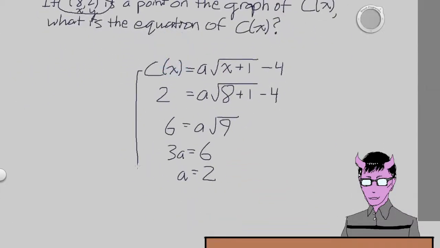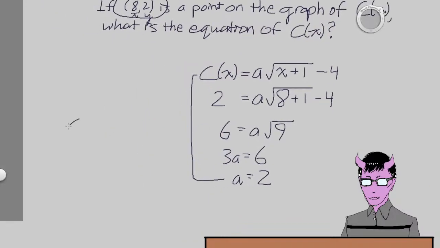But let us merge these two so that we can write the full answer. So c of x is equal to, amplitude is 2, times square root of x plus 1, close parentheses, minus 4.